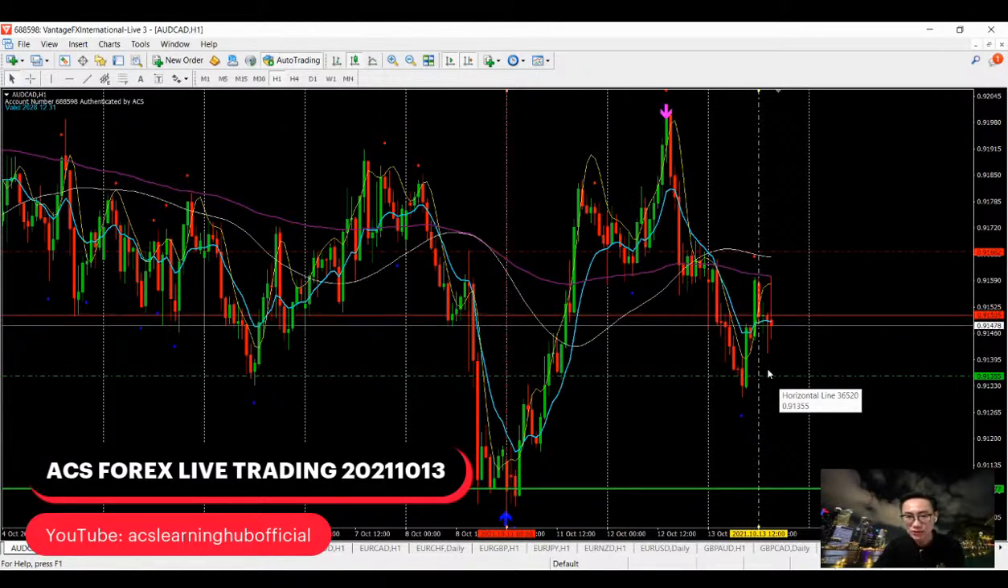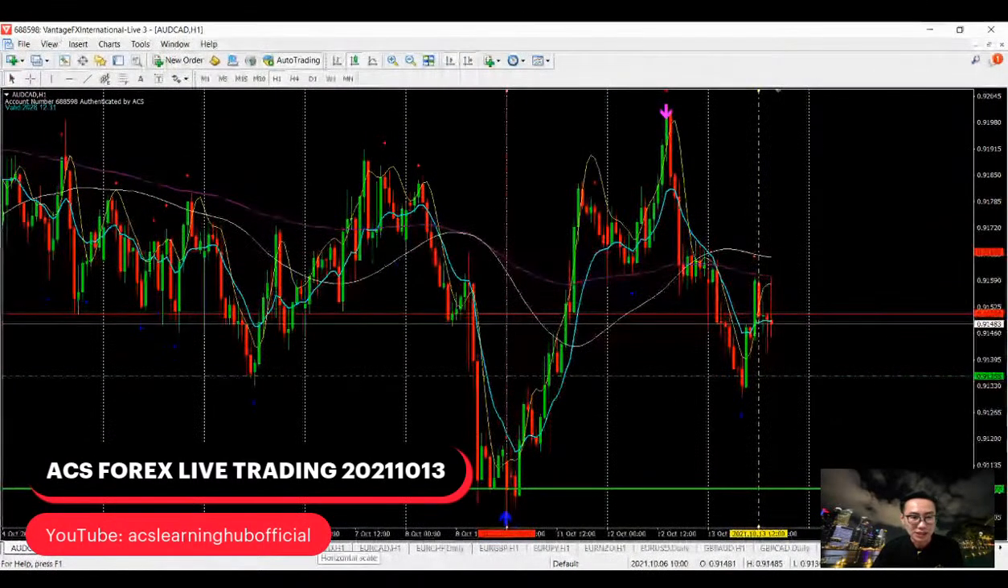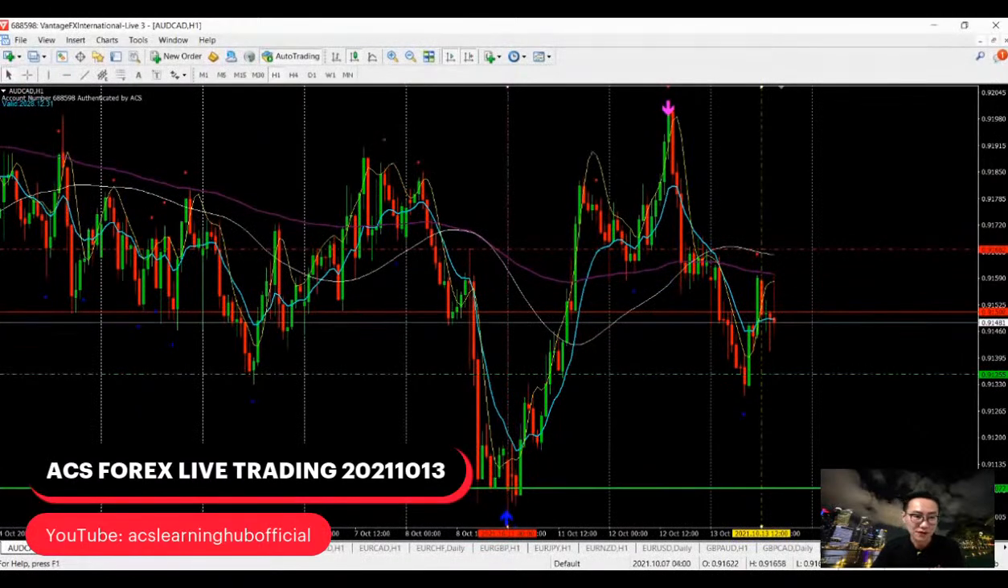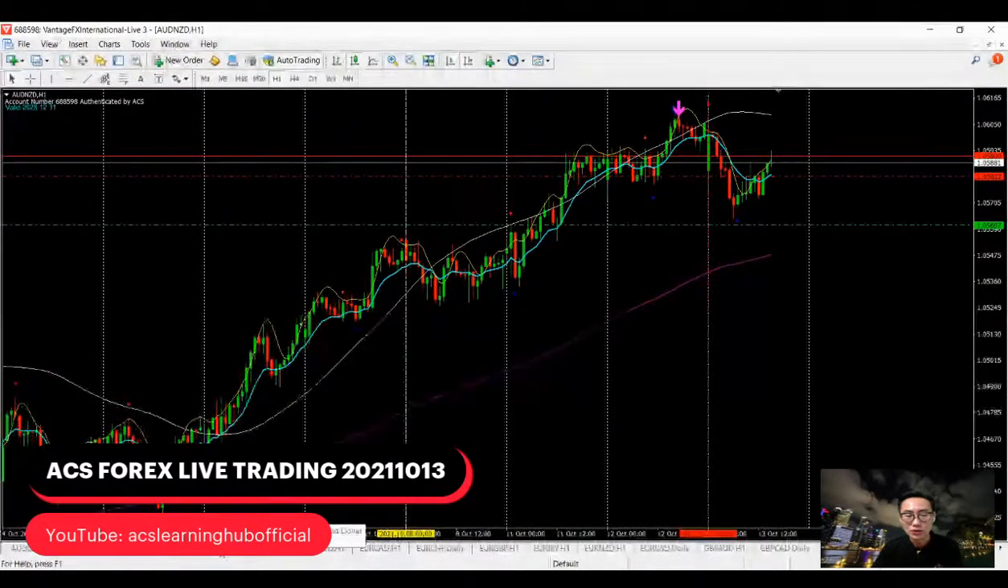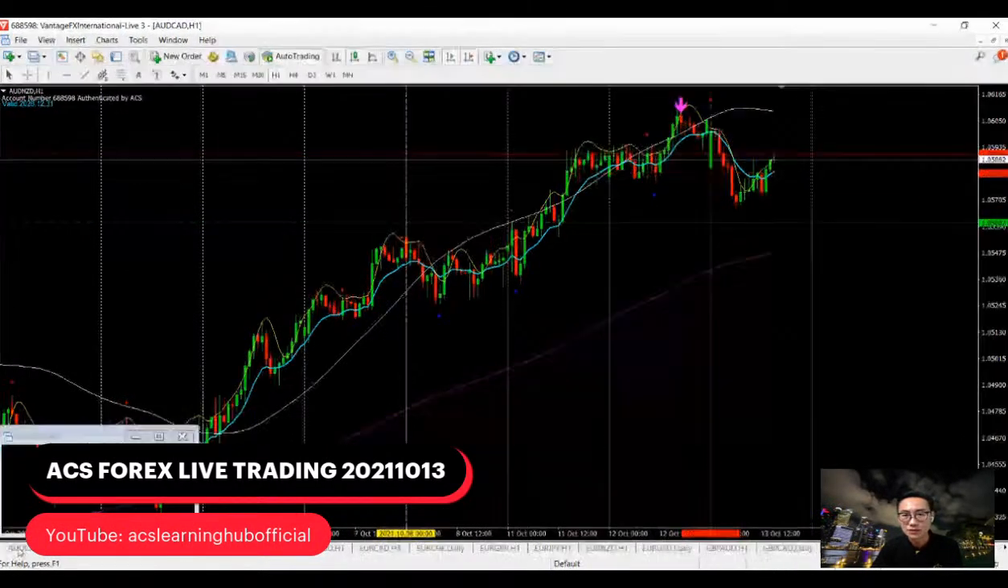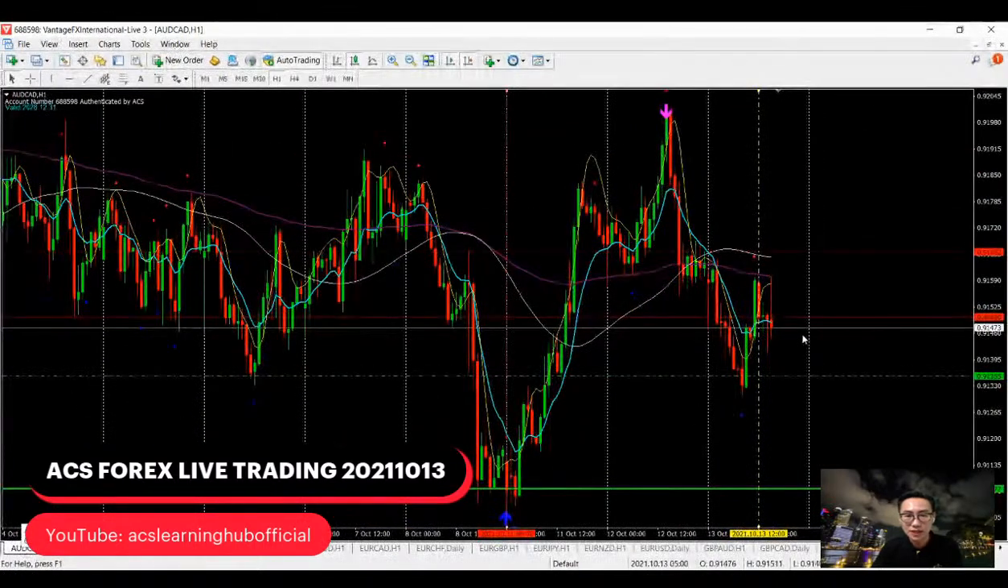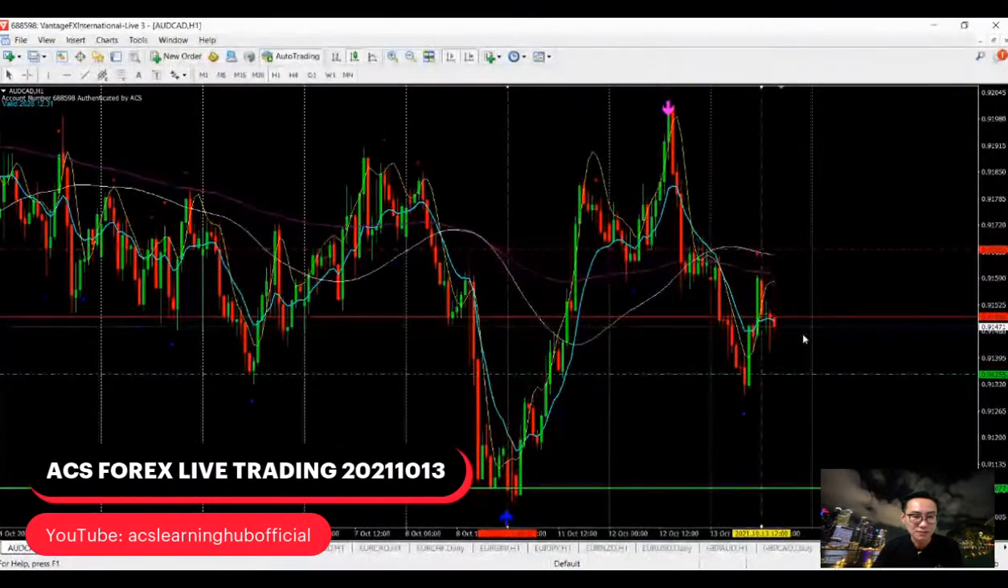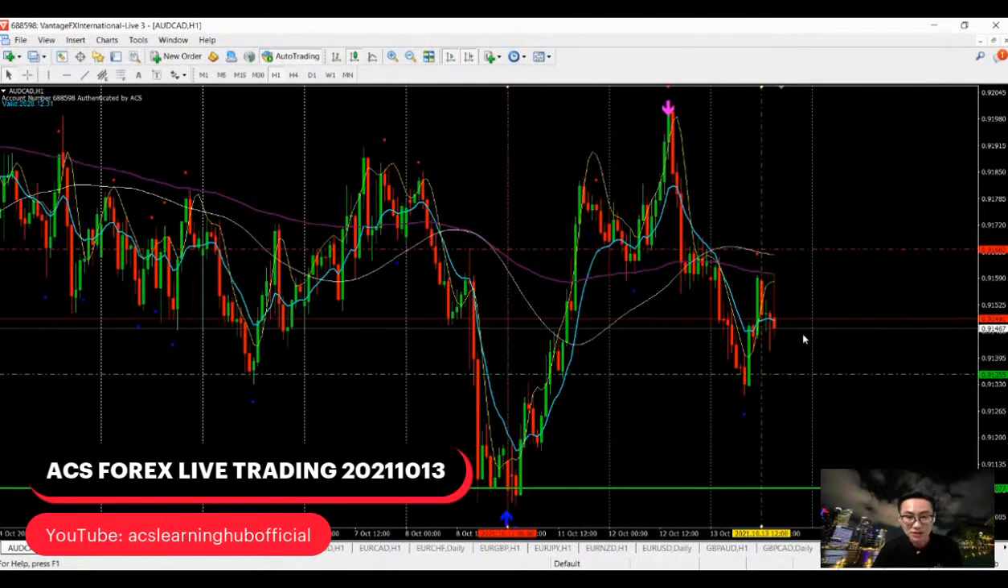So I'm trying to get over with this timing of high impact news. So this high impact news is coming along the way. Then you see, Aussie Cat seems like the movement is there. Can you see Aussie Cat? All right, the movement is there.